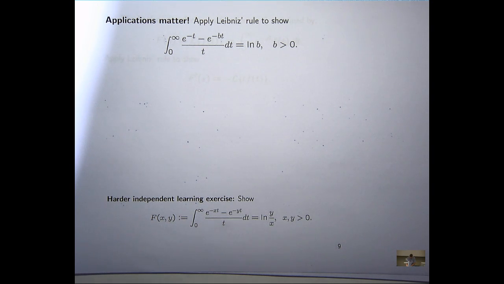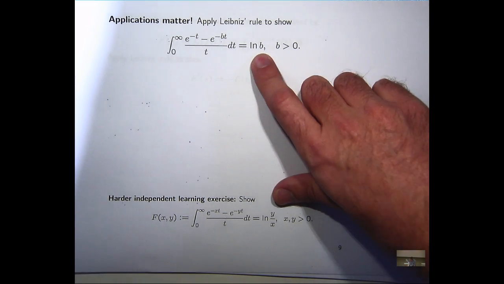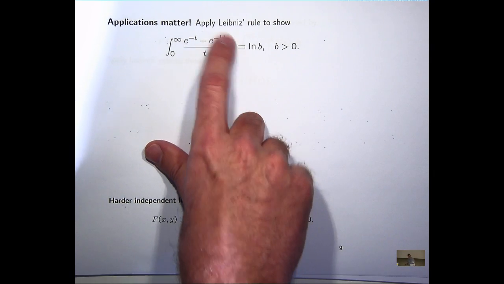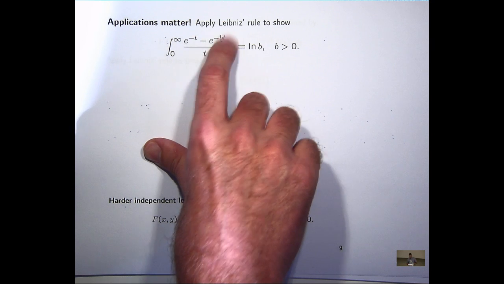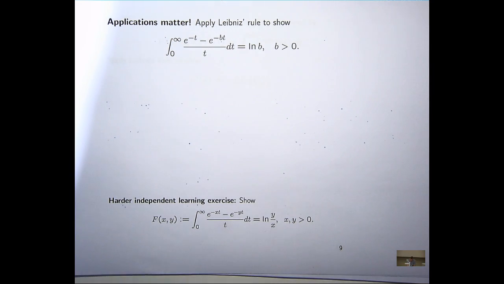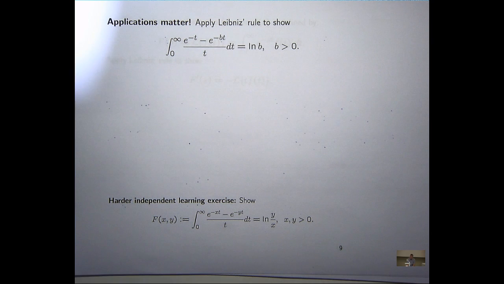Imagine b is some positive number. Use Leibniz rule to show that this integral here is equal to log b. Now, I challenge you, can you come up with an antiderivative of this for each positive value of b? How do you do this using Leibniz rule?